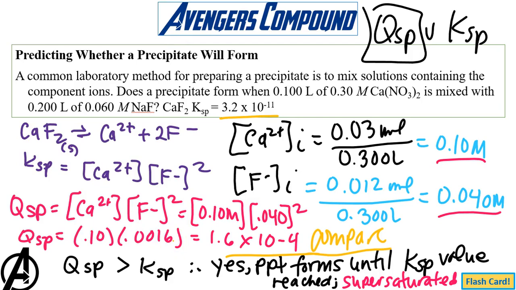And how long will it form? It's going to form until it reaches that Ksp value of 3.2 times 10 to the negative 11. Once that's reached, we're back to it being a saturated solution, right, folks? But because Qsp is larger than Ksp, we call this solution here supersaturated until it reaches saturation.